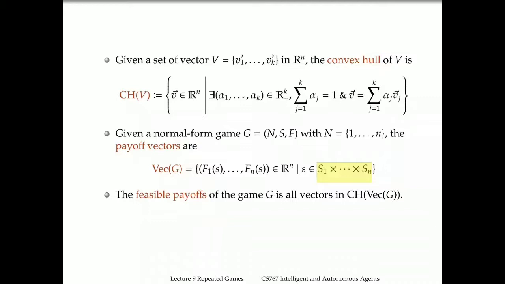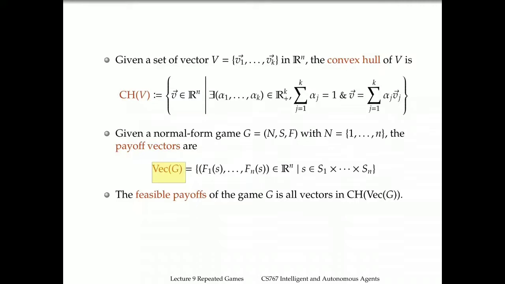Suppose that S is a finite set, then there are only a finite number of outcomes. The vector will correspond to the payoffs to every player. Because we have n players, for each outcome s we get an n-dimensional vector (f1(s), f2(s), all the way to fn(s)), where f1 is the payoff to player 1, f2 is the payoff to player 2, and fn is the payoff to player n. With each outcome, you get a vector, so you get a set of vectors. These are the payoff vectors indicated by this normal form game.